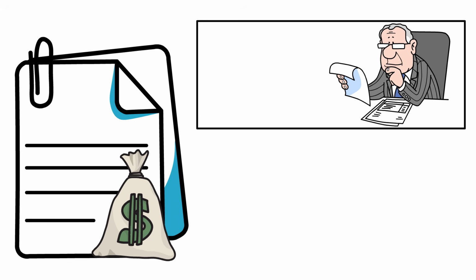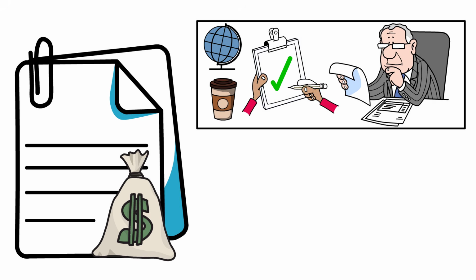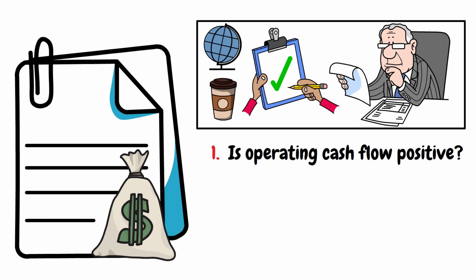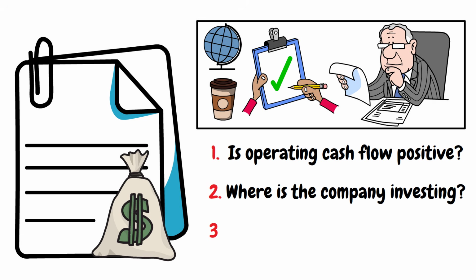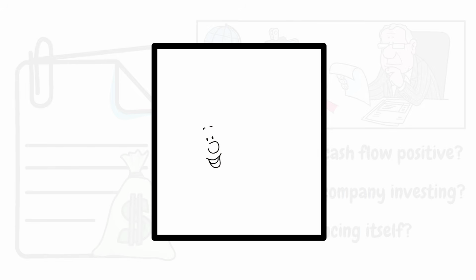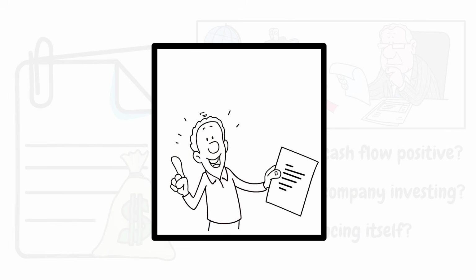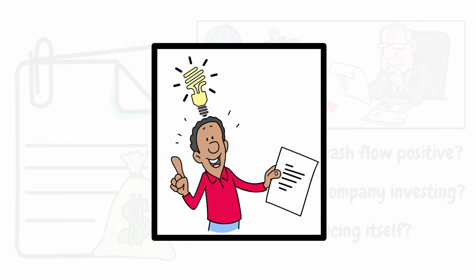When analyzing any company, whether it's a small coffee shop or a global corporation, always check: 1. Is operating cash flow positive? 2. Where is the company investing? And 3. How is it financing itself? Master these basics, and you'll understand business finance at a much deeper level.